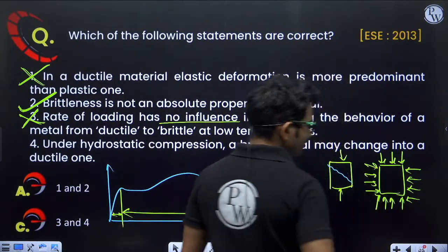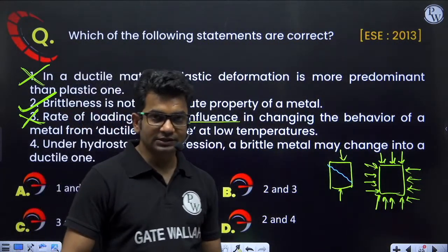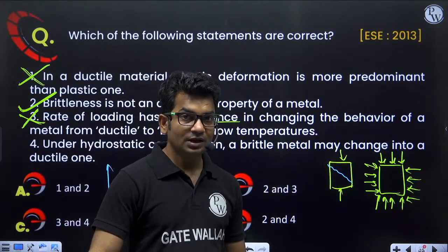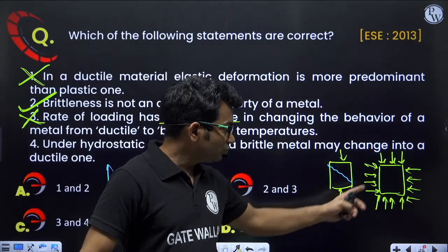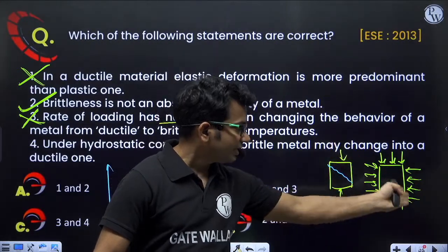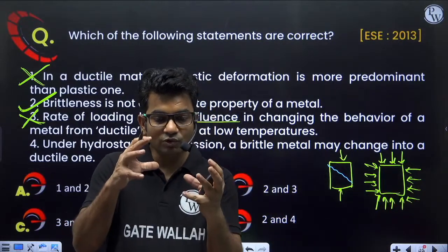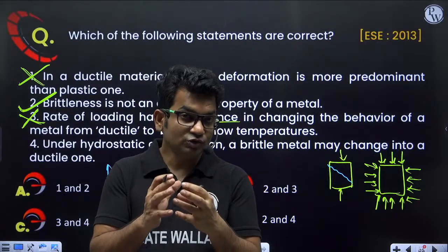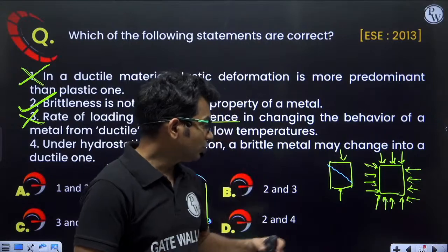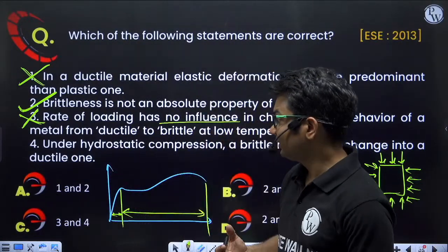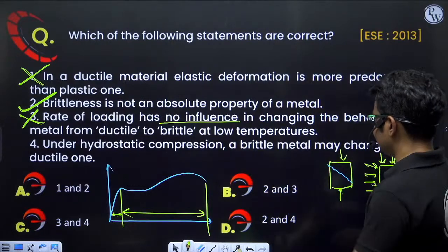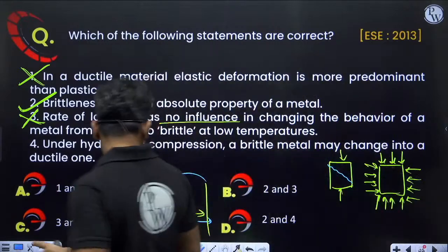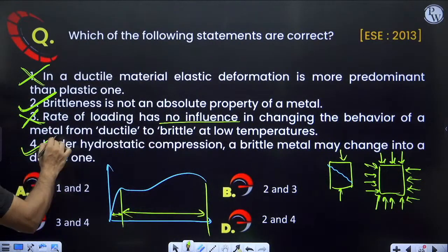Now can you tell me where you will get maximum shear stress? There is no plane of shear stress. No shear stress will be there. When there is no shear stress, the failure will not happen according to shear. It will undergo deformation, but there is no shear plane, so shear failure will not happen. So it will fail just like a ductile material. Okay, so under hydrostatic compression, brittle metal may change into a ductile one. This is correct. The failure pattern will change and it will behave like a ductile metal.